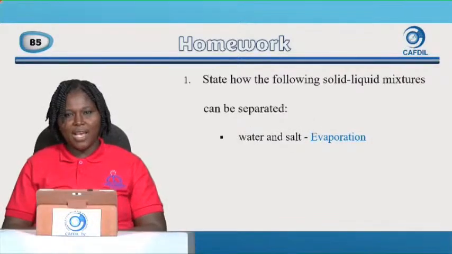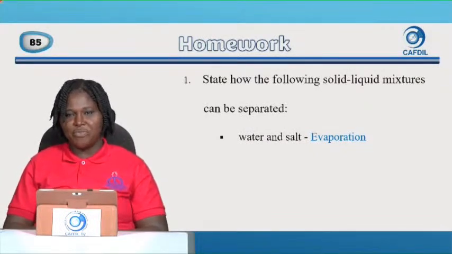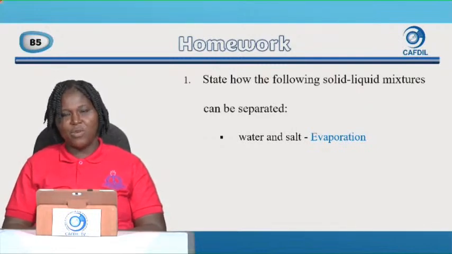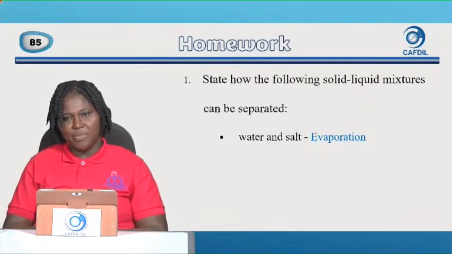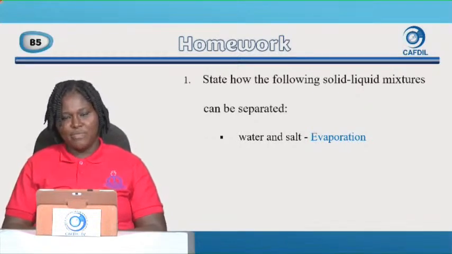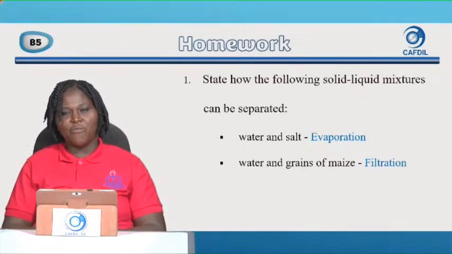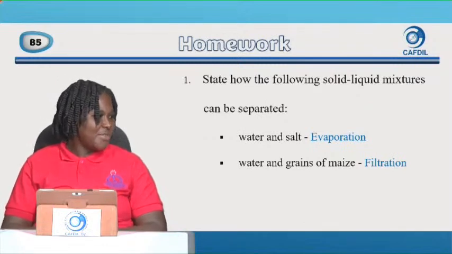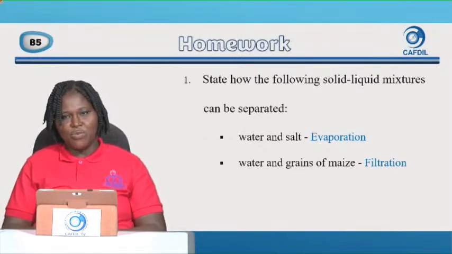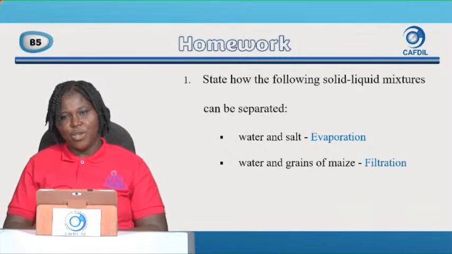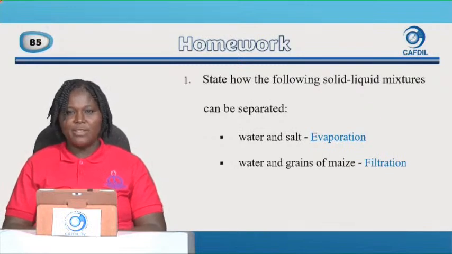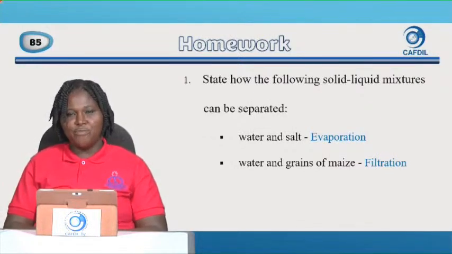1. Water and salts. We can use evaporation to separate the water and the salt. We apply heat and the water will disappear, leaving our salt behind. The next one is water and grains of maize. We use filtration. Here we can use a colander to separate the water from the grains of maize.